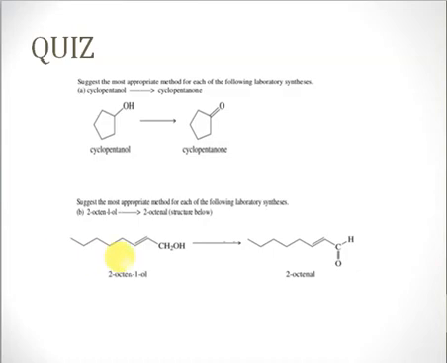Similarly, you have 2-octanol, right? This is 2-octanol. We have a double bond here and a hydroxyl here. You have to suggest which reagent will be suitable for conversion of this alcohol into this aldehyde. I suppose that you will be able to answer these questions on the basis of today's lecture.